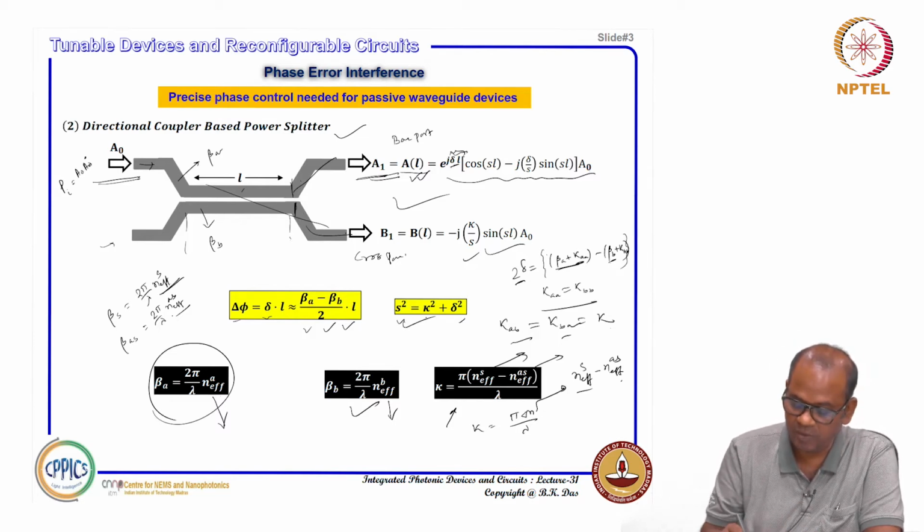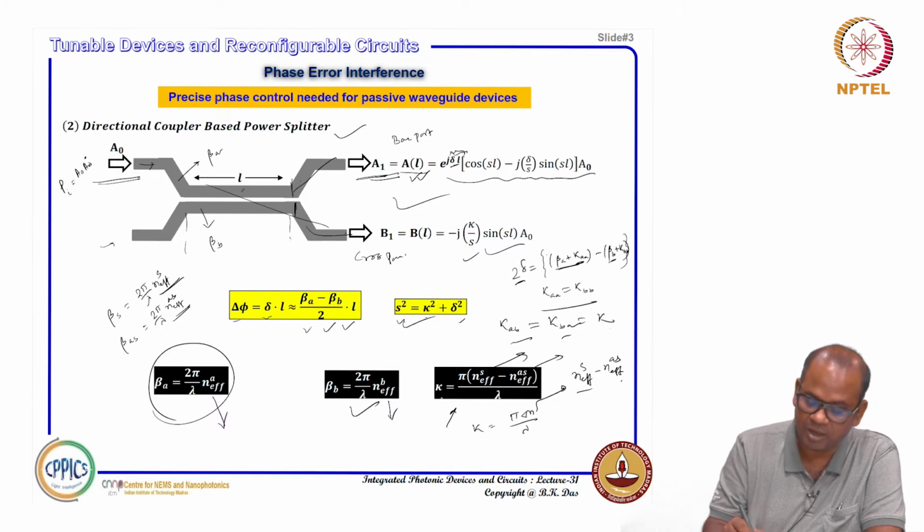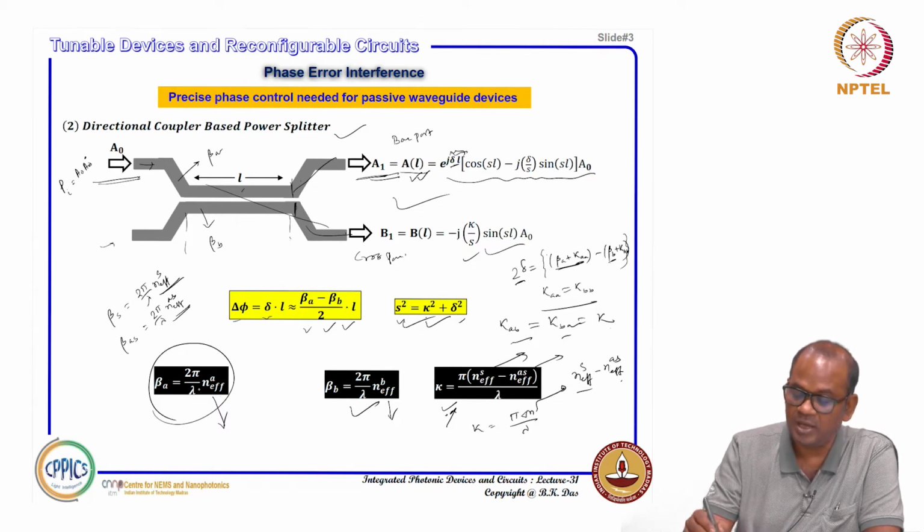In this way we can find the kappa value from there, and this kappa value can be used here for S, and the delta value can be expressed in terms of beta A and beta B. Then we can find out what the amplitude is here and what the amplitude is here. Suppose delta equals 0, this would become just a cos kappa L, and the other would come as minus j sin kappa L times A naught. So this will be the cos value when delta equals 0.